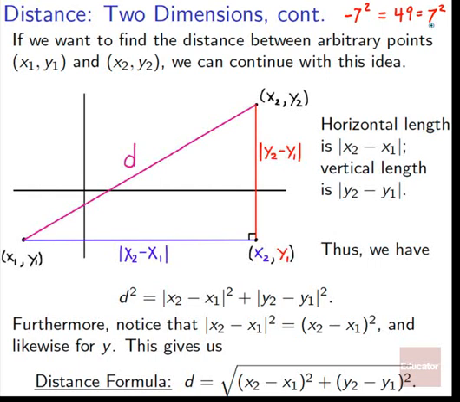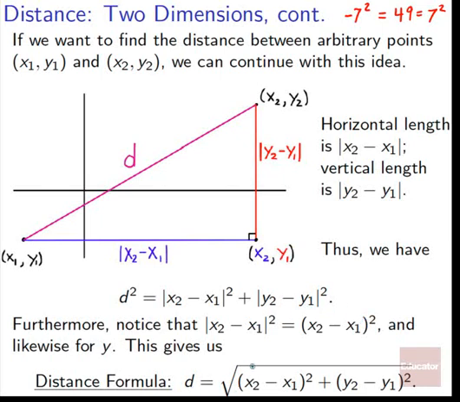So the absolute value of x2 minus x1 squared is equal to the quantity x2 minus x1 squared, because they're both going to come out to be positive in any case. This is also the same for y, so we can actually drop our absolute values. We don't have to worry about absolute values when we're doing this, and the distance will be equal to the square root, because it's d squared equals this thing squared plus this thing squared, horizontal length squared plus vertical length squared.